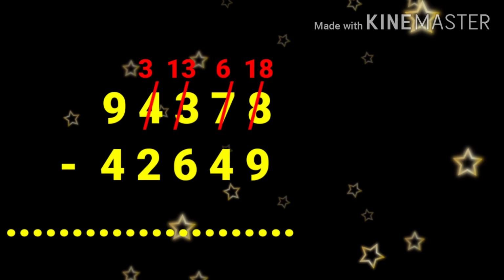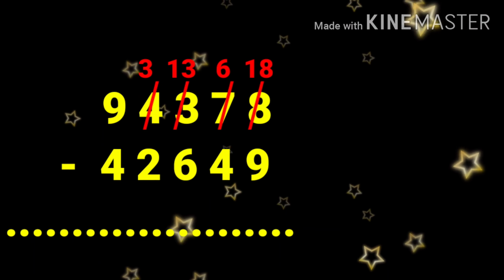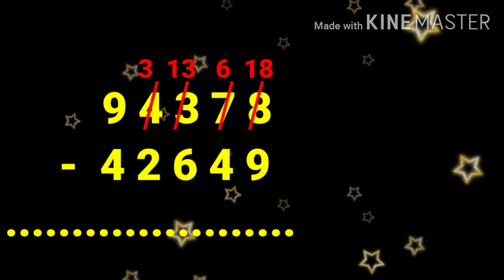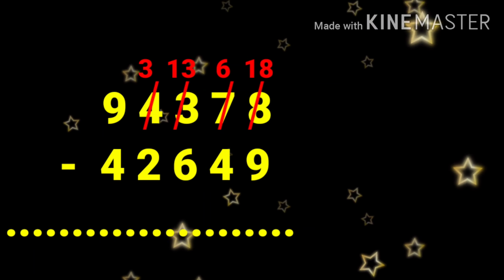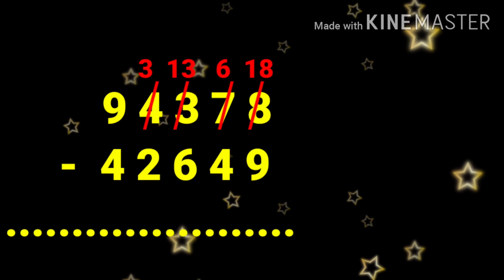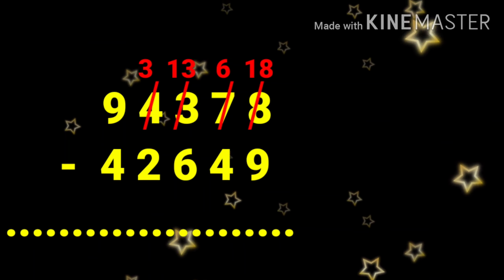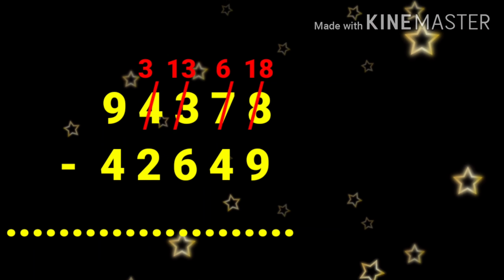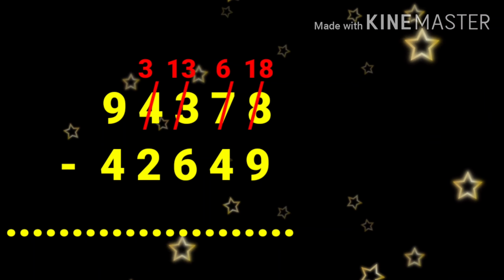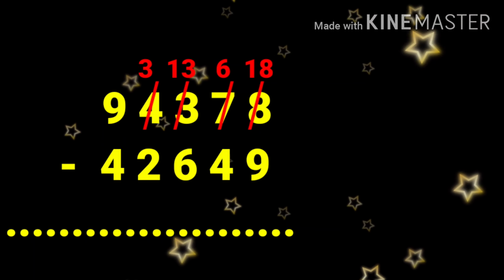Now 3 and 6 is not match, so 3 will take borrow from 4. 4 will become 3 and 3 will become 13. So 13 and 6 is match. Now 3 and 2 is match, and the last pair is 9 and 4. This is also match.